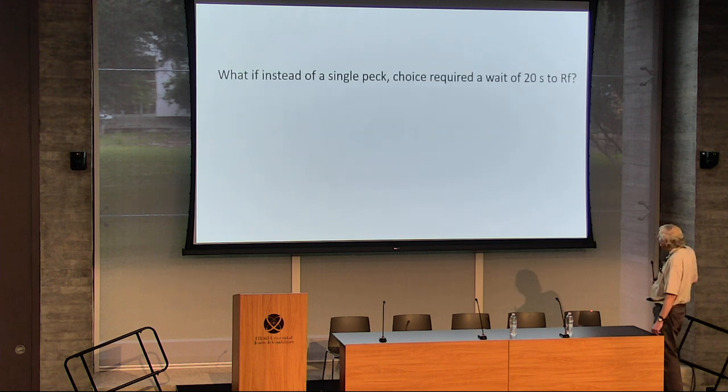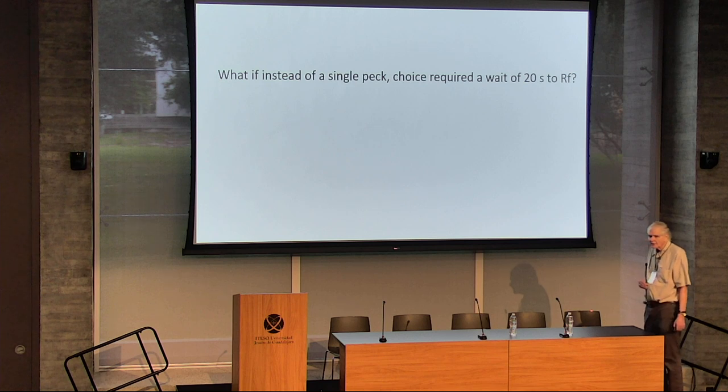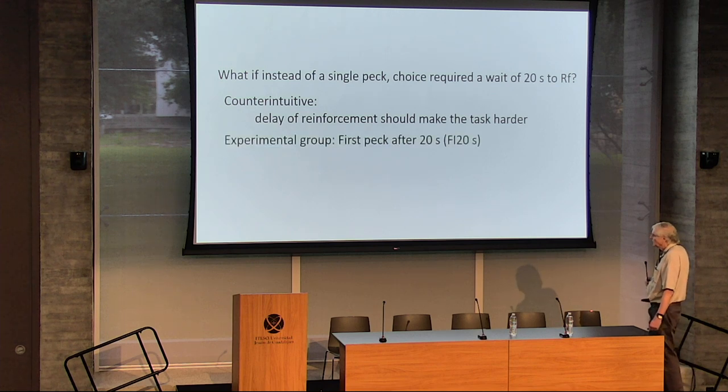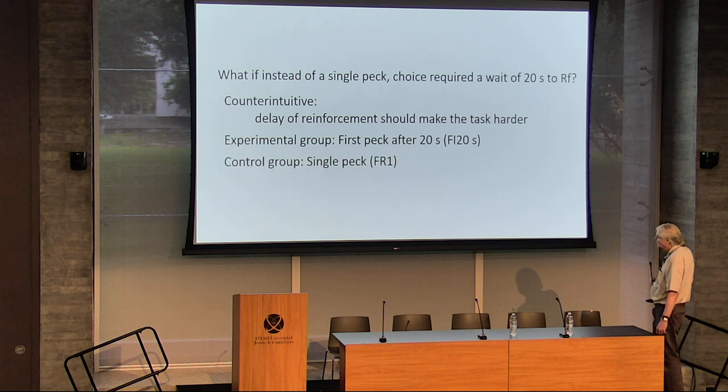What if instead of a single peck, the choice requirement required the animals to wait 20 seconds for reinforcement? So we put the animals on a fixed interval schedule for the experimental group. And it's somewhat counterintuitive, I think, if we think about delay of reinforcement, because typically delay of reinforcement will make the task more difficult. The animal makes a response, the choice response, and then at a later time, the results of that choice response will be differential depending on the response. So the experimental group is reinforced for the first peck after 20 seconds, and the control group with a single peck, as in the earlier research.